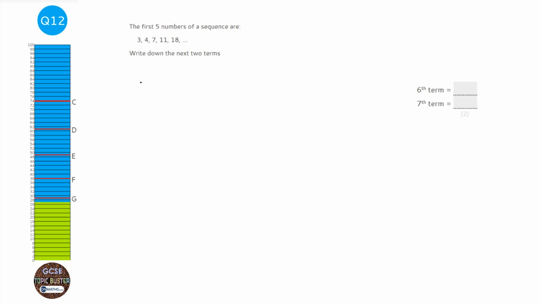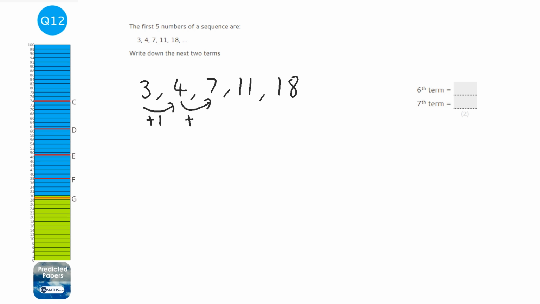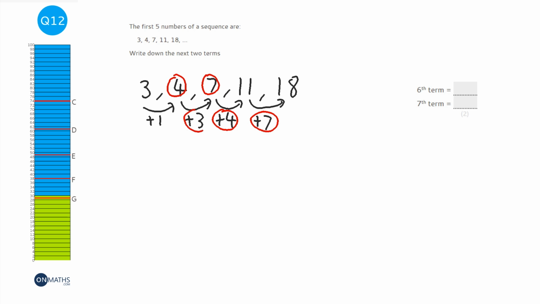With any sequence, the first thing to check is whether it goes up by the same amount. Well, looking at this, it goes up by 1, this goes up by 3, so it's not going up by the same amount. This goes up by 4, this goes up by 7. But something you might notice is this goes up by 7, and yet there's a 7 here. This one goes up by 4, and there's a 4 here. This goes up by 3, and there's a 3 here.